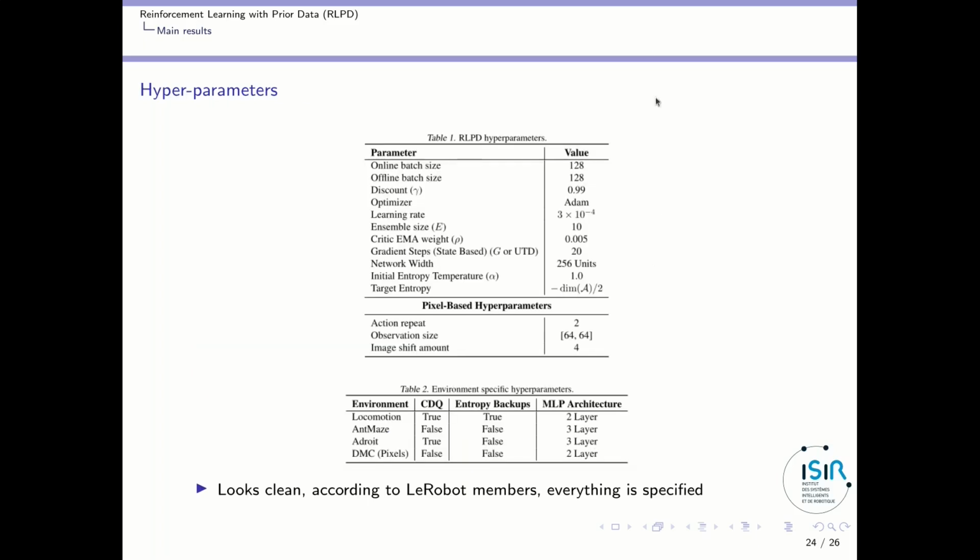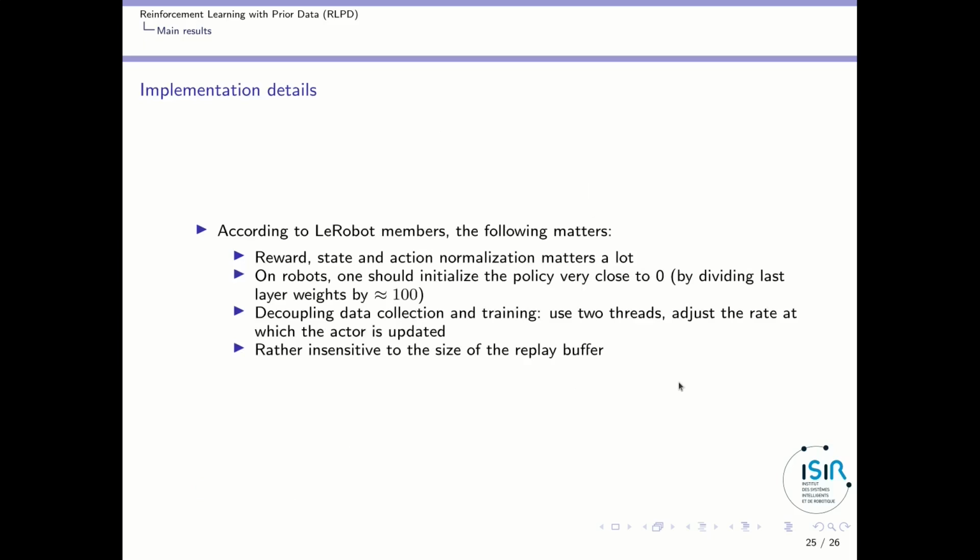The paper also provides all the hyperparameters of the algorithm, which looks clean, and according to people in LeRobot who re-implemented the algorithm, everything is clearly specified, so that's okay. That's a paper that you can trust. And again, according to LeRobot members, there are a few additional details to be known. These different things matter a lot, so I did not specify this, but you need to normalize the reward, the state, and the action if you want to use RLPD in robotics domains.